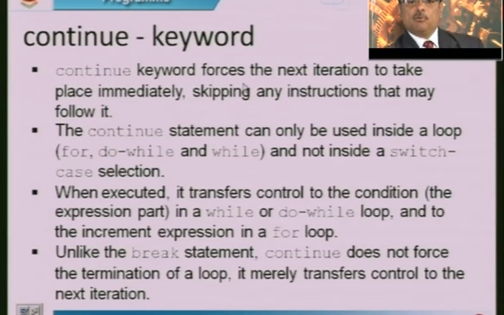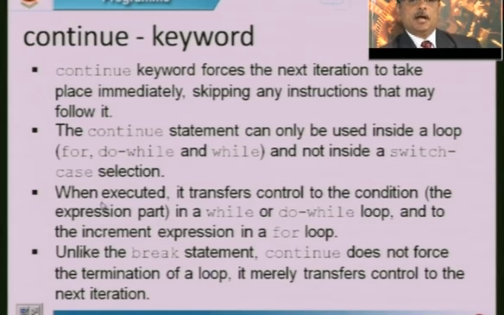The continue keyword forces the next iteration to take place immediately, skipping any instructions that may follow it. After the continue statement, any instructions that follow will not be executed; the control goes back to the condition of the repetition statements such as for, do while and while, and checks the condition. If it is true, control goes inside. This continue statement can only be used inside a loop, for, while and do while, and not inside a switch statement.